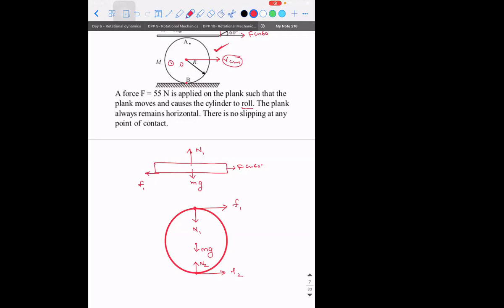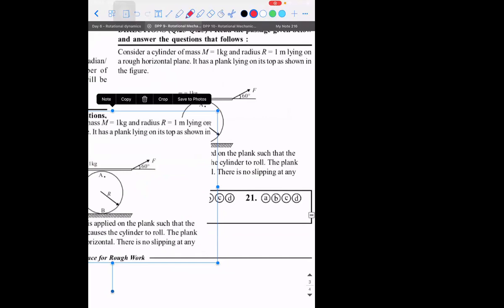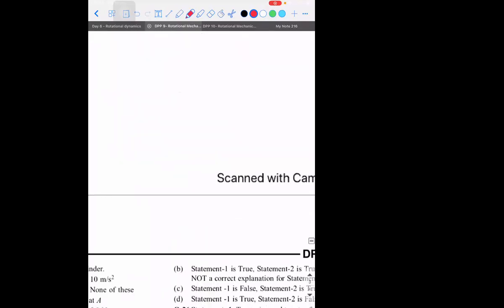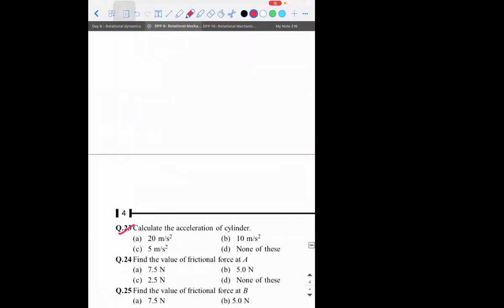So this is what is going to happen. This is the free body diagram. I think beyond this it is easy for us to solve. What are they asking? There is no slipping at any point. What is the question actually? Calculate the acceleration of the cylinder. Okay, let's calculate.